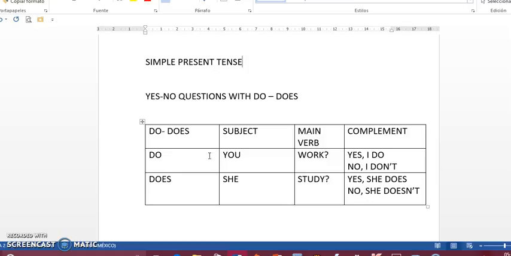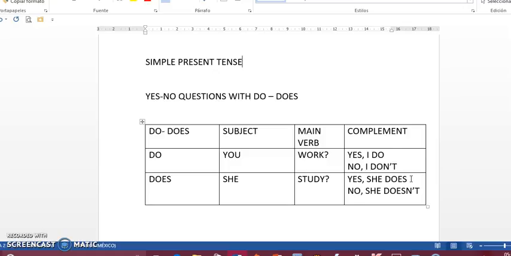Okay, now if you can see here, first we are going to use the auxiliary verb do or does. Second, we are going to use the subject you, we, they, he, she, and so on. Third, we are going to use the main verb or the verb that is going to indicate the action, for example, work and study. And this is my question. Answers. Do you work? Yes, I do is the affirmative short answer. Remember that in the affirmative short answer, we can't use contractions. Yes, I do. Negative, no, I don't. That means that I don't work.